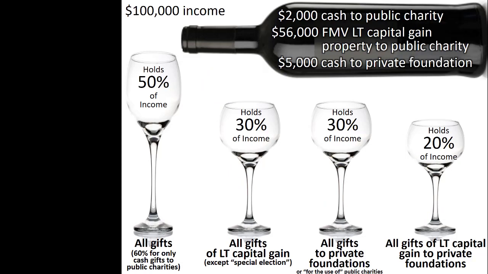In this next example, the donor again has $100,000 of income. During the course of the year, the donor makes a total of $2,000 of cash gifts to public charities, $56,000 of gifts of long-term capital gain property valued at fair market value to public charities, and $5,000 of cash gifts to private foundations. Will this giving fit into the income limitation glasses?